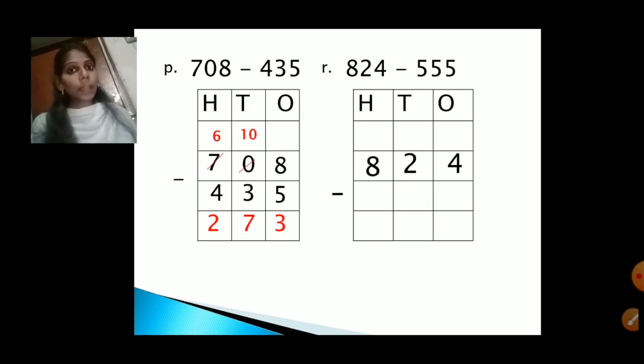Then we will place 555. So 5 we will write ones place. Next 5 we will write under the tens place, and next 5 we will write 100 place. So 555. Now we'll start the subtraction from the ones place.